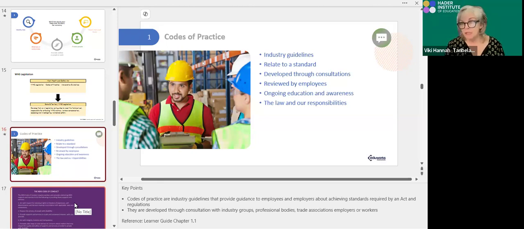Industry guidelines, they relate to a standard. Some must work within the requirements that sit under the funding. So there's a performance framework that sits under there as well. It's a lot, I know, very complex.